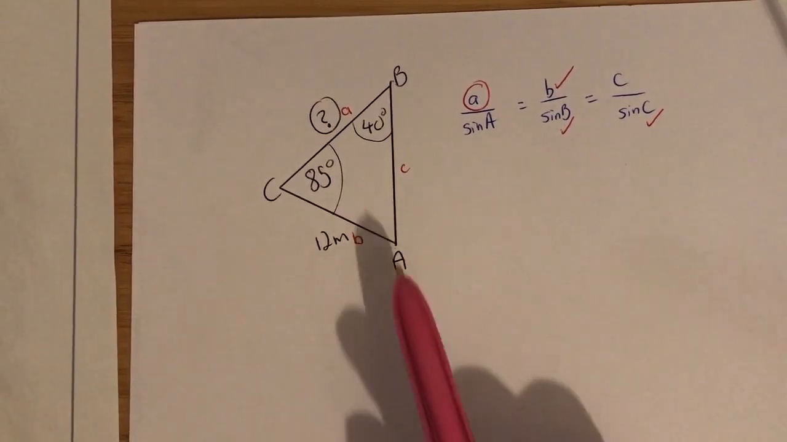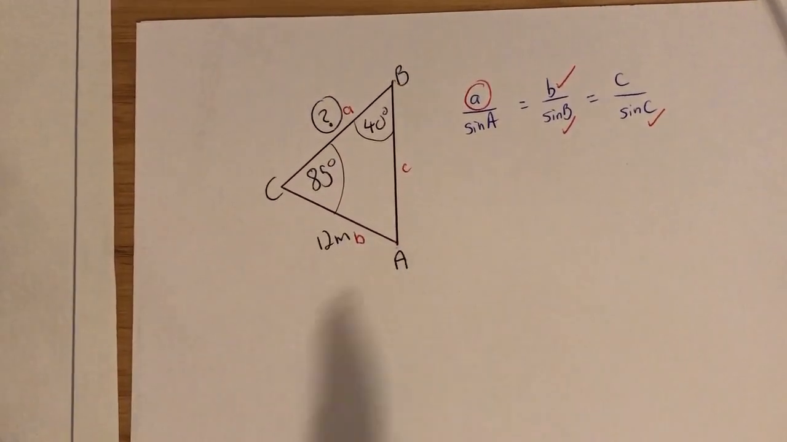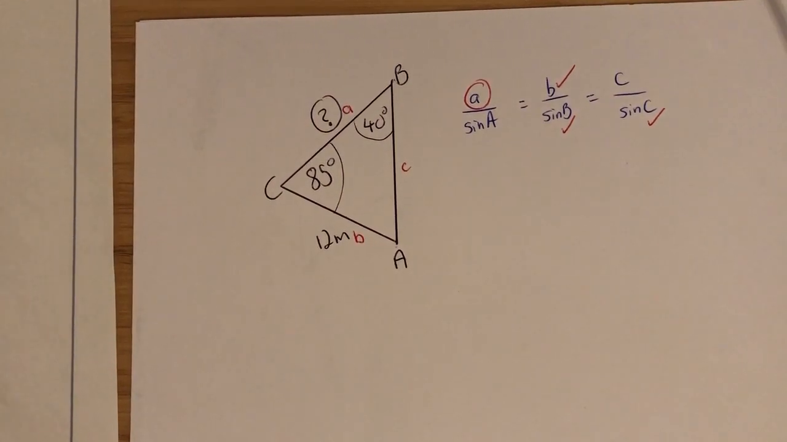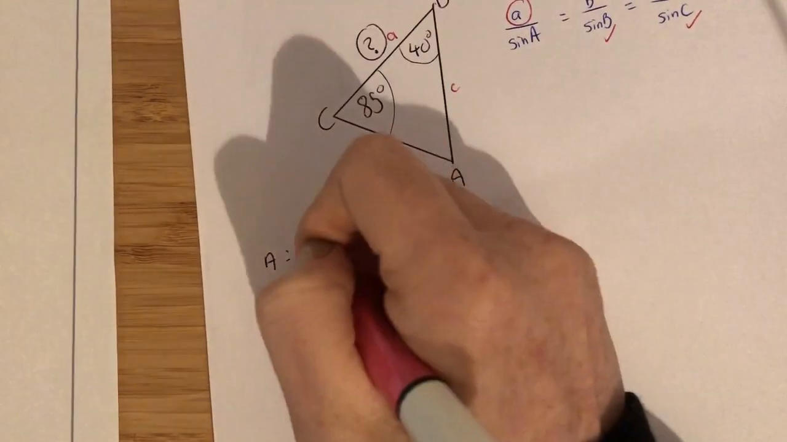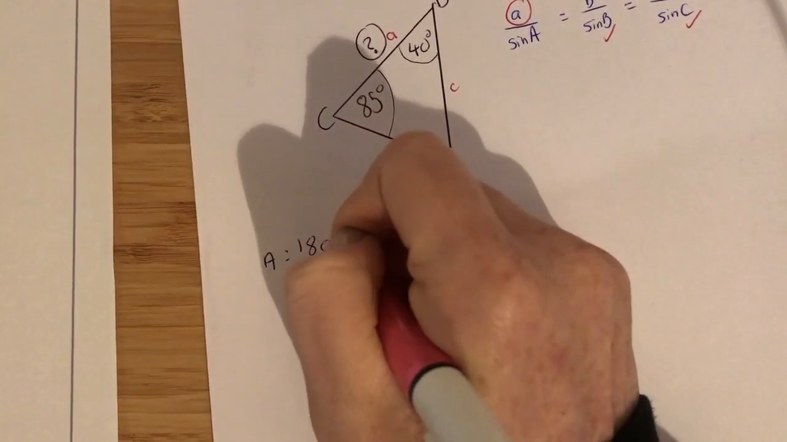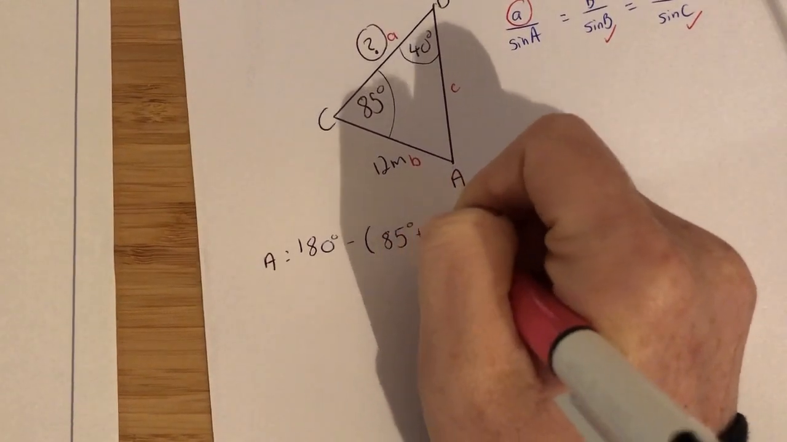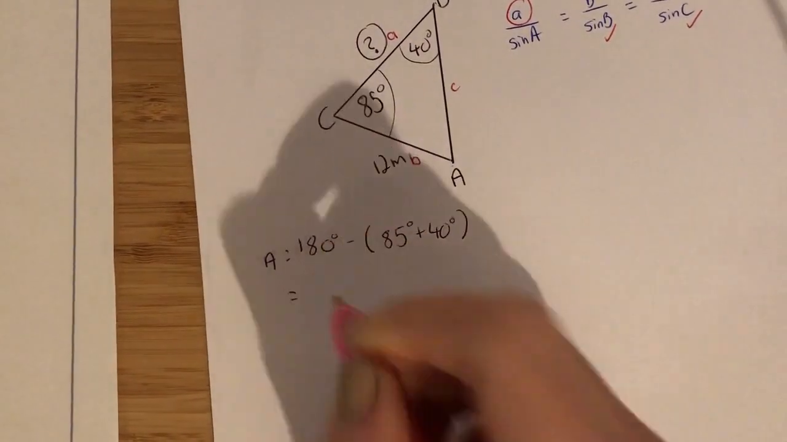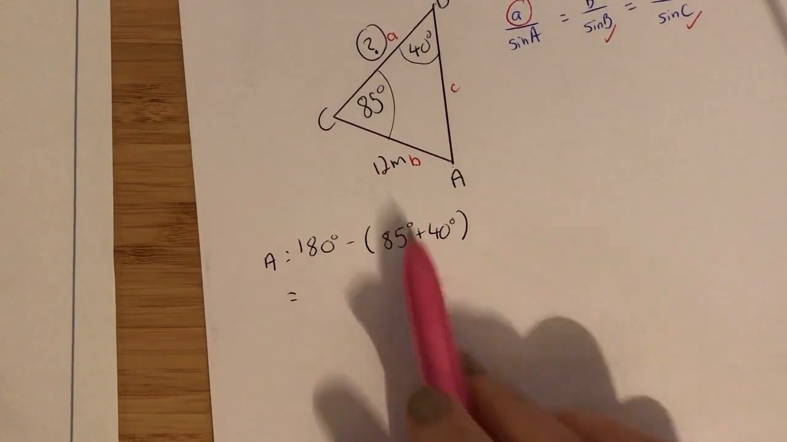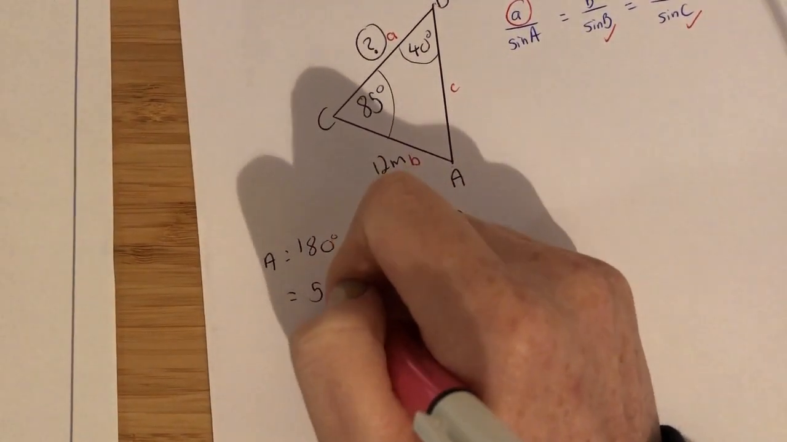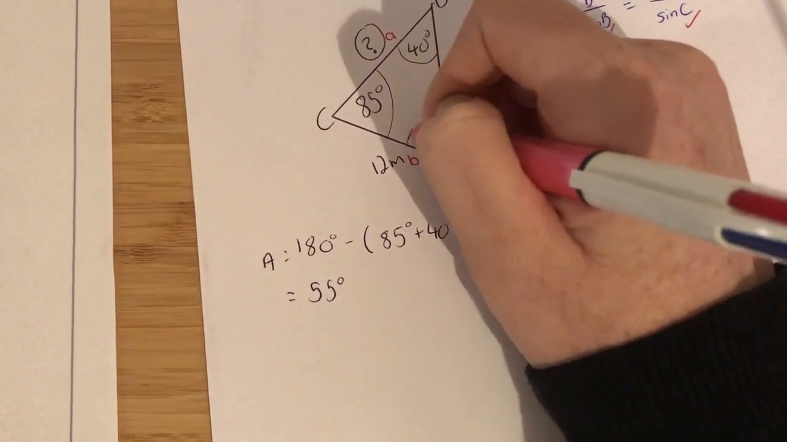You've probably spotted already that if we know two angles, we can always find the third angle because we know that three angles in a triangle add up to 180 degrees. So to find the angle A, we're just going to do 180 degrees minus the 85 and the 40 added together. 85 plus 40 is 125. Take that away from 180, 55 degrees. So this one here is 55 degrees.